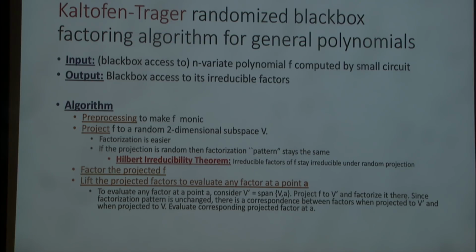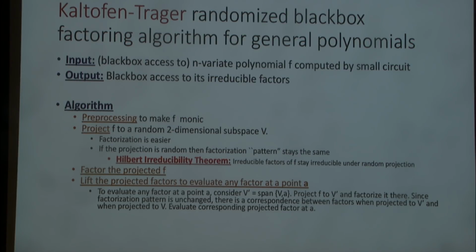And that's it. That's how you evaluate it at alpha, because you have the factorization on V prime. You know the 1:1 correspondence, how these factors match up with the factorization on V, and now you evaluate it at the point alpha, and you get the value of the original factor at alpha. Any questions, stop and ask me. This is simple, but it's clever.